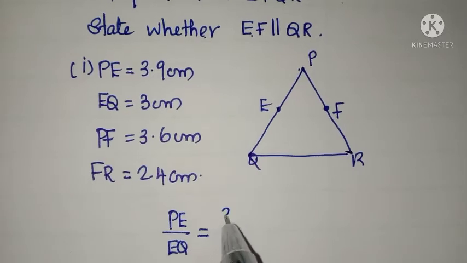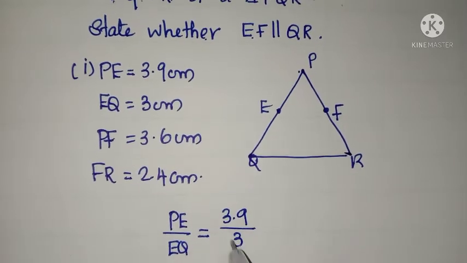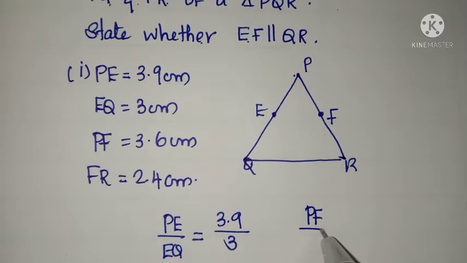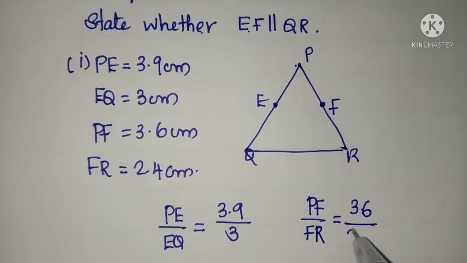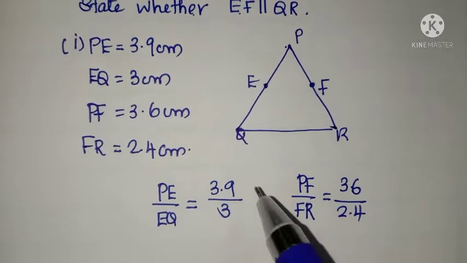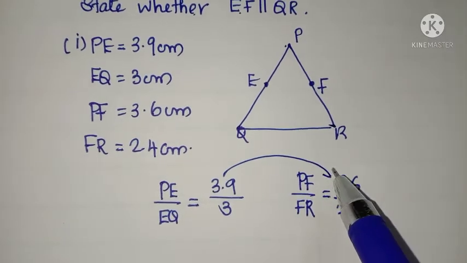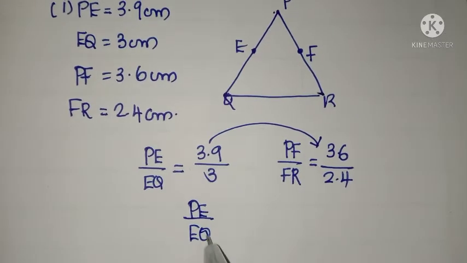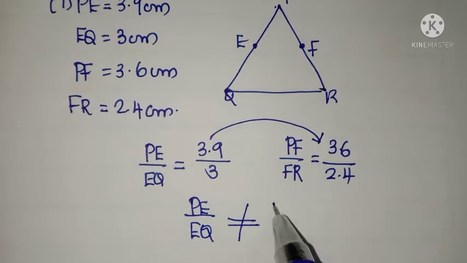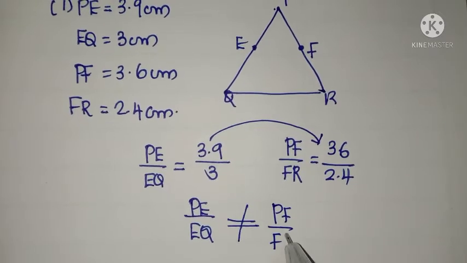PE by EQ is equal to 3.9 by 3, and PF by FR, what is the ratio? 3.6 by 2.4. So listen, these two ratios are not equal. That is, PE by EQ is not equal to PF by FR.